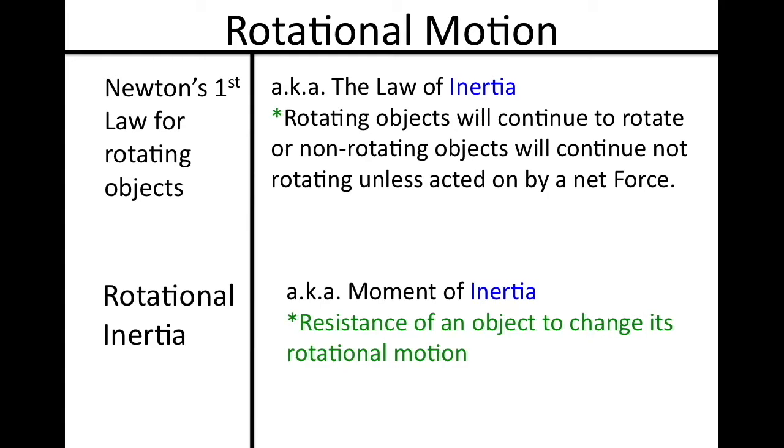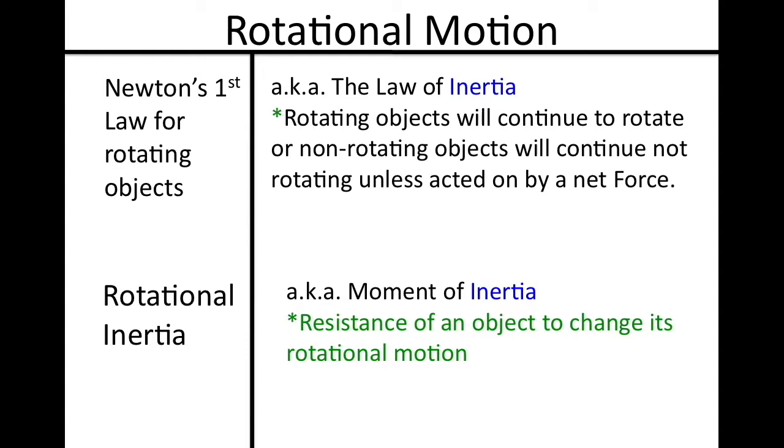And when we discuss rotational motion, we do need to make it clear that Newton's first law, which is also known as the law of inertia for linear movement, is also the same for rotating objects. All rotating objects will continue to rotate, or non-rotating objects will continue not to rotate, unless they are acted on by an outside force, something that will stop it from doing whatever it wants to do originally.